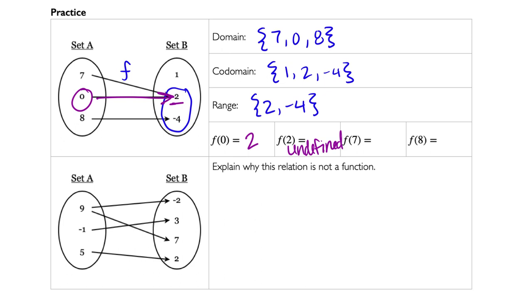What about f of 7? And what about f of 8? Okay. Can you explain why the second one is not a function? Because 9 is mapped to two different output values.